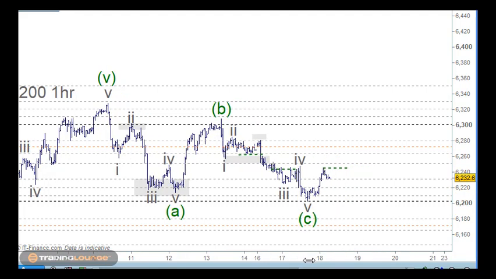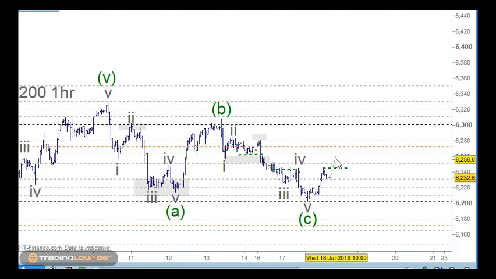But in this little structure here, we could look at this as wave 1 and wave 2 here, and a nice little third wave here. We could also look at it as an A and a B and a C wave here, and I'll talk about that in a moment. But as an impulse wave, it would be 1 and 2 and 3 here, and then a move up here would be wave 5, wouldn't it?